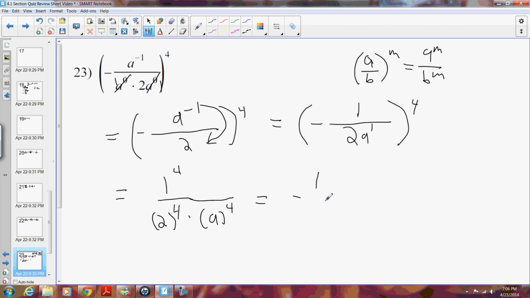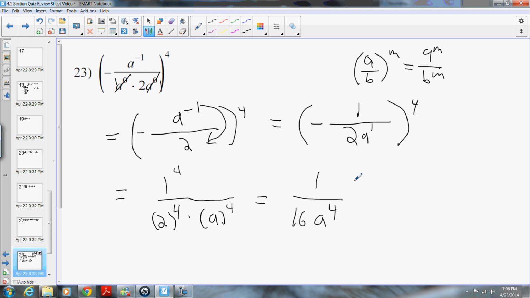1 to the fourth power is just 1. What's 2 to the fourth power? 16. What's a to the fourth power? A to the fourth. So the final answer is 1 over, and you know what? Actually, let me say this. Now that I'm seeing this, I actually forgot this negative here and didn't deal with it. You can apply this negative to the 2 or the 1. I'm going to choose to apply it to the 2 because I already have the parentheses here.